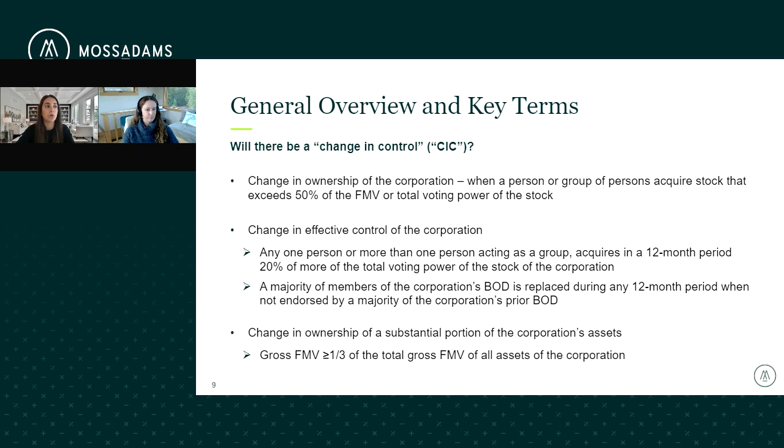So a change in ownership of the corporation is when a person or group of persons acquire stock that exceeds 50% of the fair market value or total voting power of the stock. This is what we see most commonly.